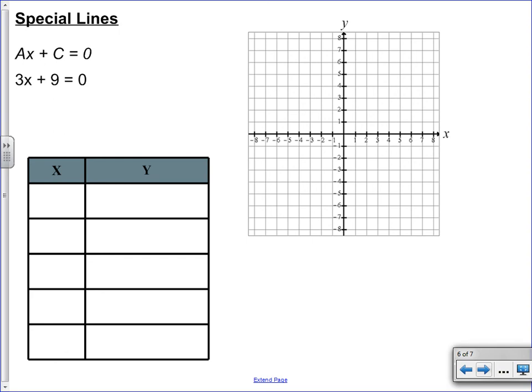So again, I can't solve for y here. I'm going to solve for a variable. Valeria, what will I do here? There's only one variable to solve for, so what do I do? -9, good. Good. So that's my equation, x equals -3.